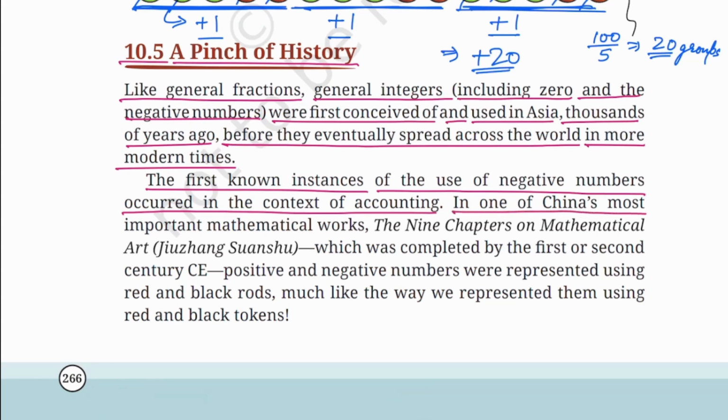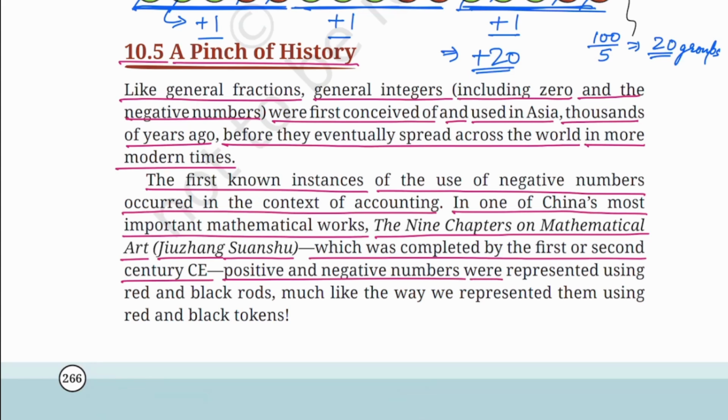In one of China's most important mathematical works, the Nine Chapters on the Mathematical Art, which was completed by the 1st or 2nd century CE, positive and negative numbers were represented using red and black rods, much like the way we represented them using red and green tokens.